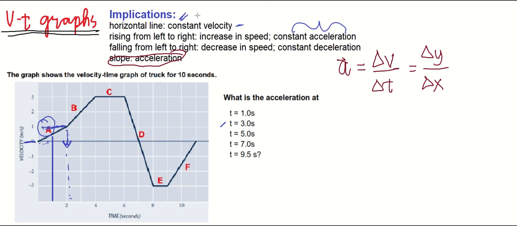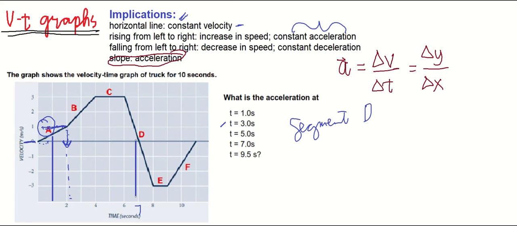We're down to the last 2 examples. We have 7 seconds and then we have 9.5 seconds. So for 7 seconds, we can find this speck of time in segment D, right? Segment D. You trace it, nandito yung 7, there. Hindi na naman straight ang line ko, so we have there.